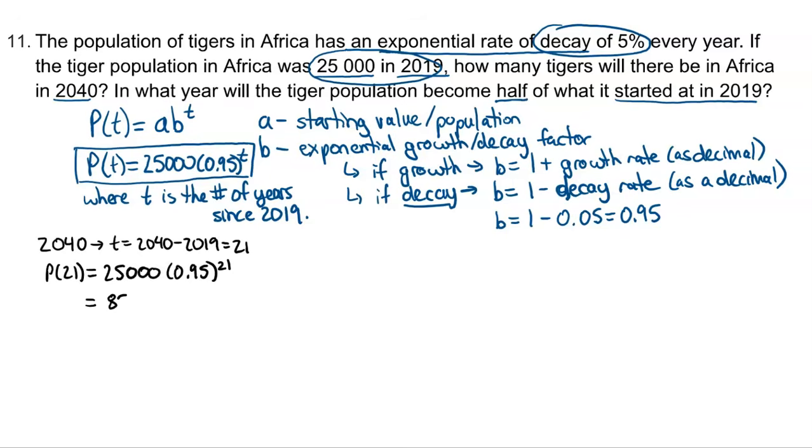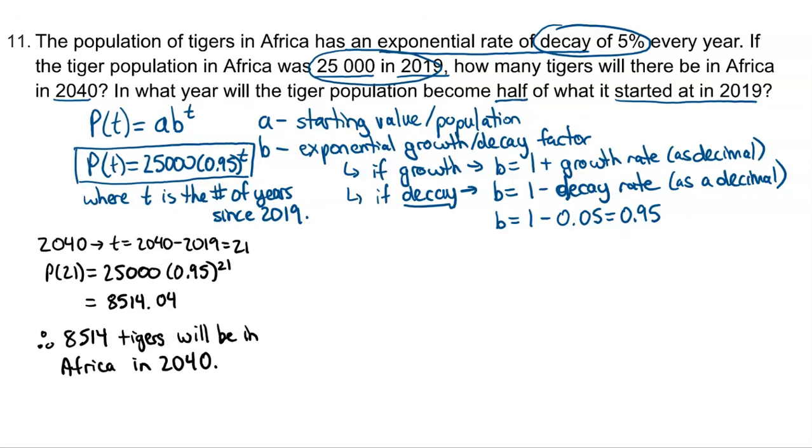Be careful that you don't multiply the 0.95 times 25,000 first, because if you did and you got an answer for that and then put it to the power of 21, it would be a lot bigger number. So just the 0.95 to the power of 21 and multiply that by 25,000. We get 8,514 tigers. We round that number, because we can't have part of a tiger. So there's going to be 8,514 tigers in Africa in 2040, according to this model. This isn't actually true, but this is a model that someone might have.